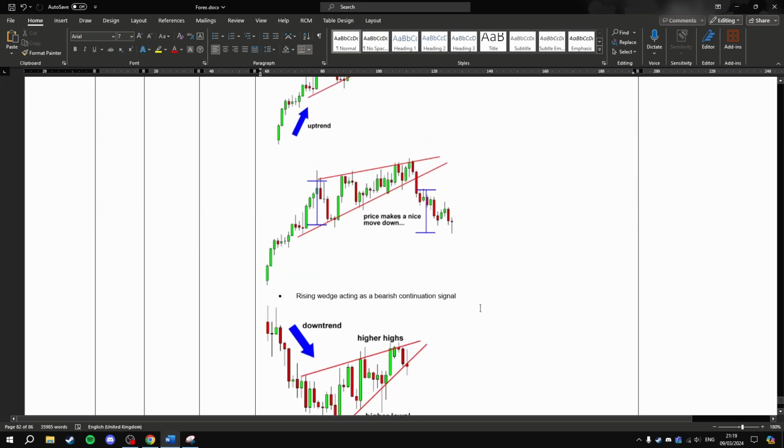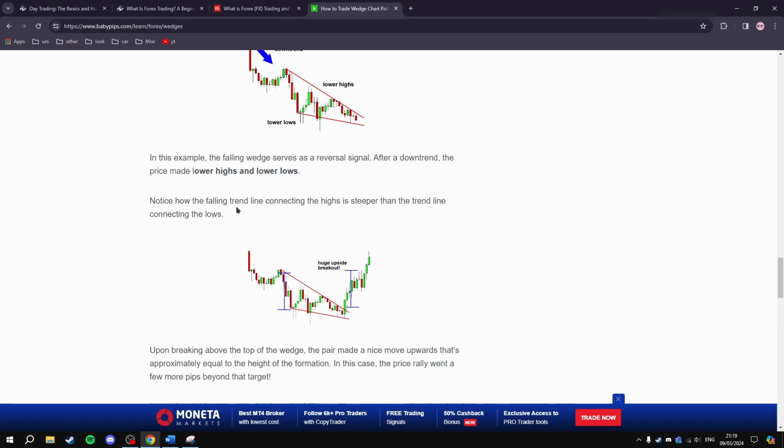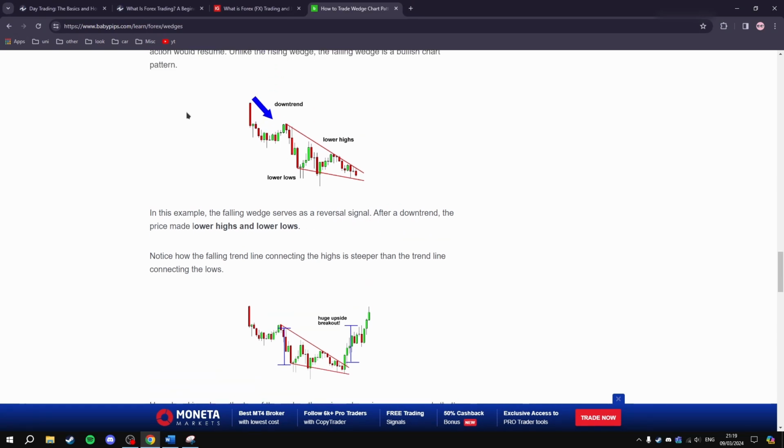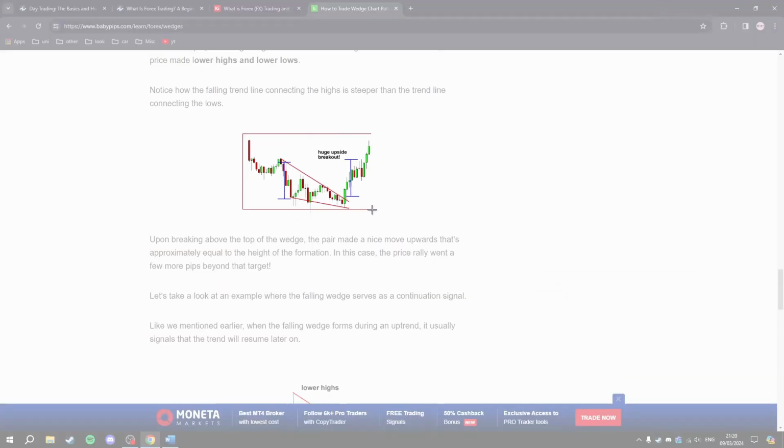Where are we? Here we are. Now, notice how the falling trend line connecting the highs is steeper than the trend line connecting the lows. Yep. So, let me just grab this.